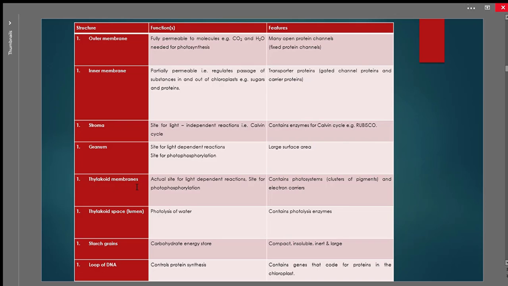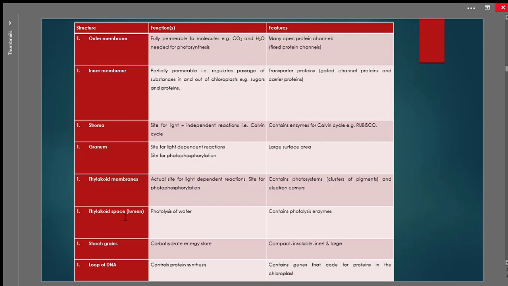Now, we have the thylakoid membranes. These are the actual site for the light-dependent reactions. Earlier on, as I was talking about the thylakoid discs, we said that the thylakoid membranes are the specific site where photophosphorylation takes place, where the light-dependent stage of photosynthesis takes place. Now, this one contains photosystems. Photosystems are the photosynthetic pigments, the chlorophyll molecules, the clusters of pigments where we have chlorophyll A, chlorophyll B, carotenoids, xanthophylls, phaeophytin, which we'll come across in our next session. And it contains electron carriers, like in this case, plastoquinone.